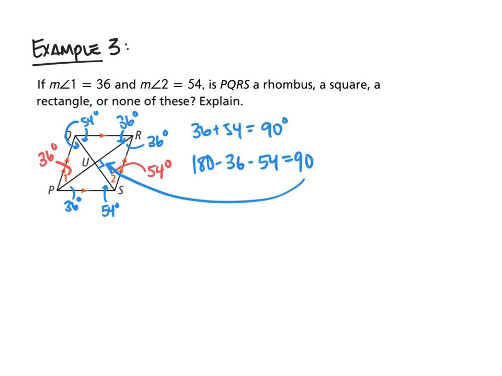So, can this be a rectangle? No, it can't, because 36 plus 36 makes 72 degrees. This angle, in order for it to be a rectangle, would have to be a 90-degree angle. It's only a 72-degree angle, so it can't be a rectangle. And if it can't be a rectangle, it can't be a square. So our only answer is that this is a rhombus.